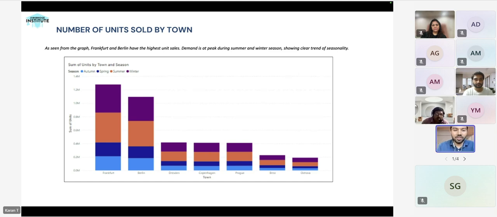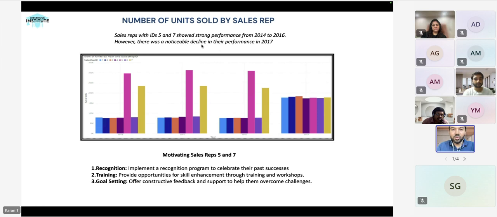So as Sayantan mentioned, we wanted to also slice the data based on the seasons, and we could clearly see that summer and winter are performing really well. The sales trend shows an increase in these particular seasons. And moving on to the next slide, which was the number of units sold by sales rep. This was a very interesting insight that we got: sales reps with IDs 5 and 7 were performing very well from 2014 to 2016.